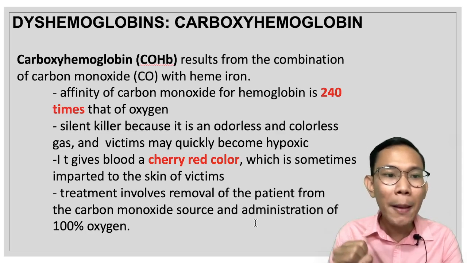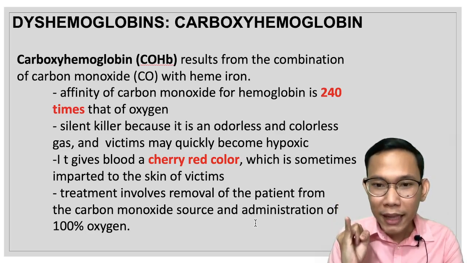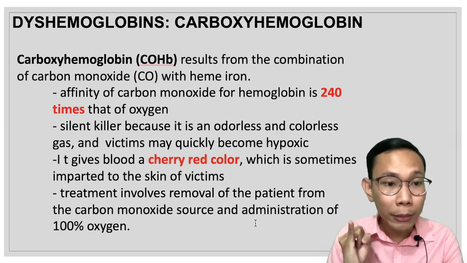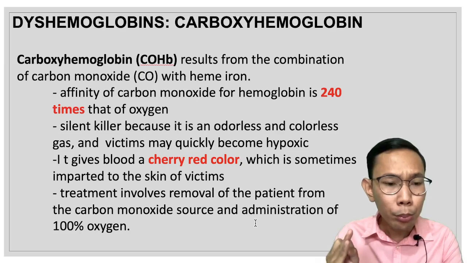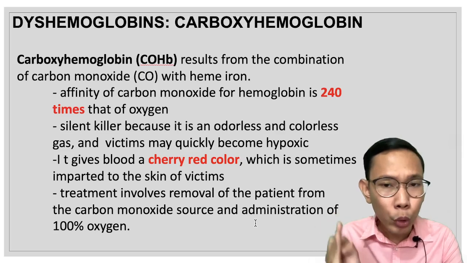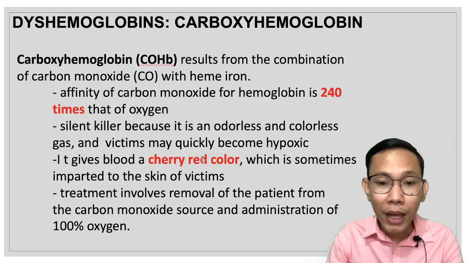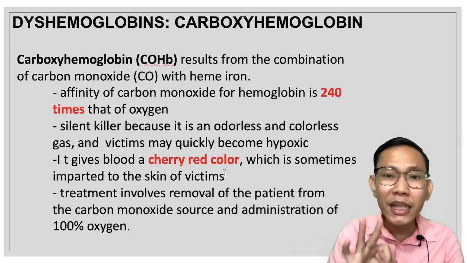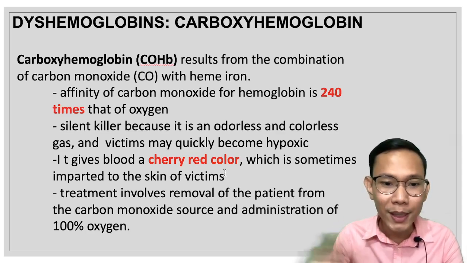Ano nga yun kanina? Pag methemoglobin, ano yung kulay sa ating dugo? Nagiging chocolate brown. Sa ating sulfhemoglobin, there is a greenish pigment or dark blue pigment. Sa ating carboxyhemoglobin, nagkakaroon tayo ng cherry red color. Please remember those important color changes. These are very high yield concepts.